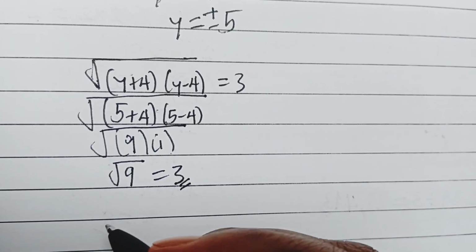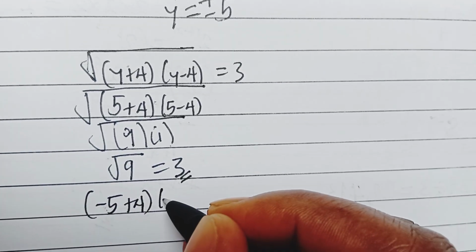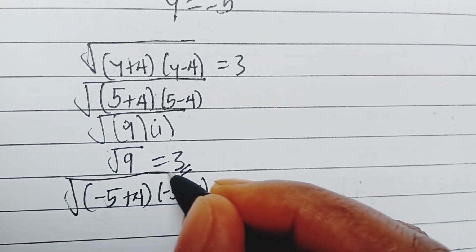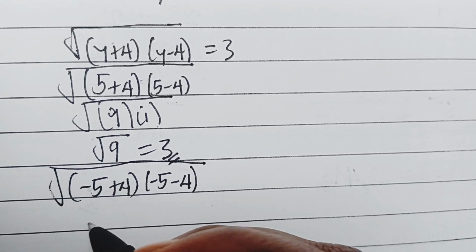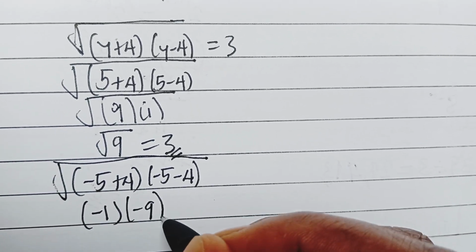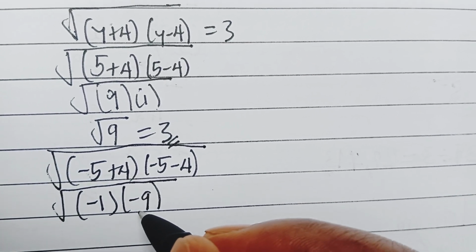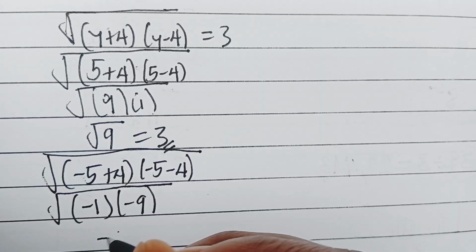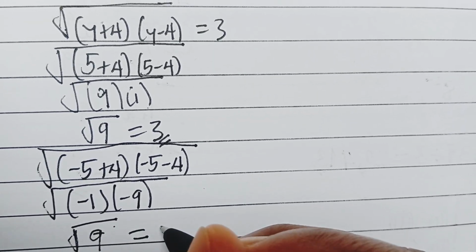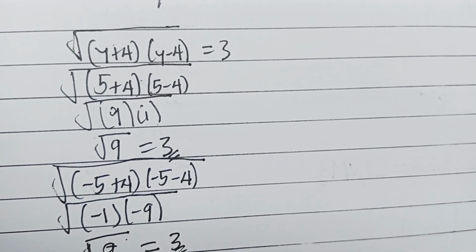I will go in with minus 5. Minus 5 plus 4, minus 5 minus 4. Then we take the square root. And this is minus 1. Minus 5 minus 4 is minus 9. So minus 1 times minus 9 is 9. Then we take the square root of 9, and then we have 3. So this also satisfies the equation.